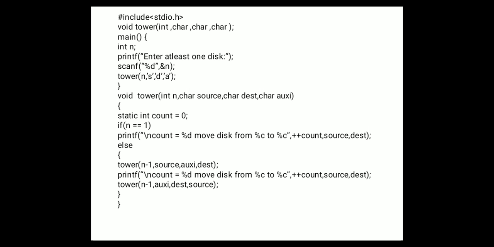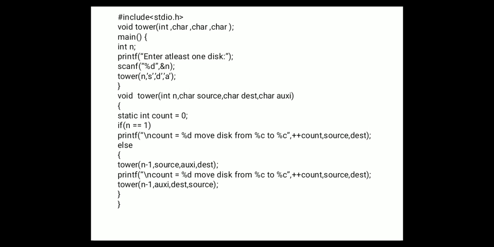Inside your main function, you're reading in the number of disks. You're asking the user to enter the number of disks, and upon entering it, you're calling the tower function with the 4 arguments. Since the rest of the 3 arguments are characters, you're putting them in single quotes, and the number of disks is an integer, so you're not putting that in single quotes. Once the function call is made, the control transfers to the function.